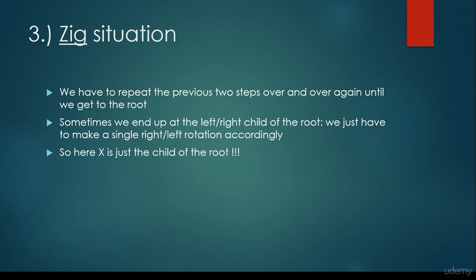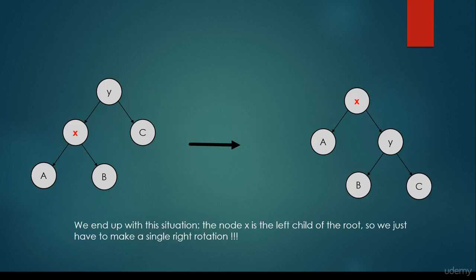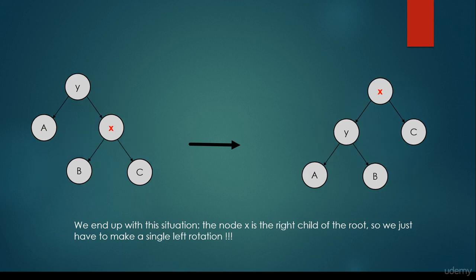So here the x is just the child of the root, so we have to make a single rotation. For example, this one, x is the left child of the root, so we just have to make a right rotation. And after the rotation, x is going to be the root node. Again, the aim of splaying is not to make the tree balanced. The aim of splaying is to make sure that the given node we are looking for is going to be the root node. Or for example, because it is symmetric, this x can be the right child of the root node, we just have to make a left rotation. And we are going to end up with a subtree on the right.